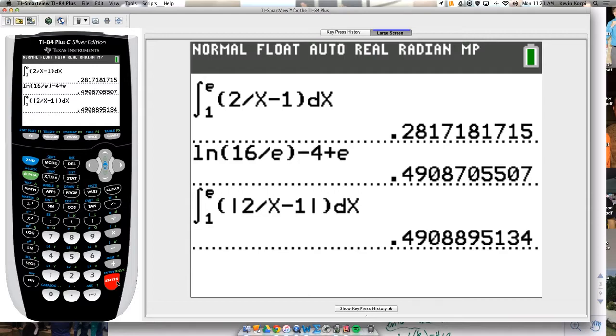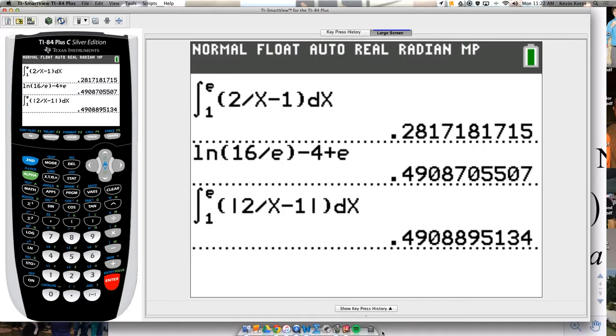Okay, are you getting the hang of it? The difference between area by hand and area on the calculator. Area on the calculator, you take the absolute value of your function first, then you take the integral of it. Make sure you take the absolute value of it when typing it in. It's easy to forget. All right, let's move on to the second part of the theorem very quickly.